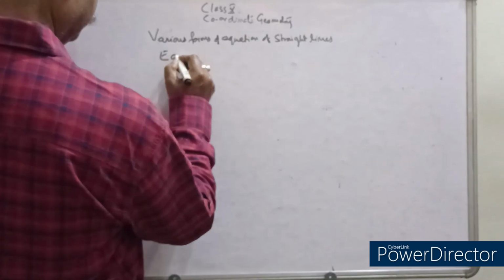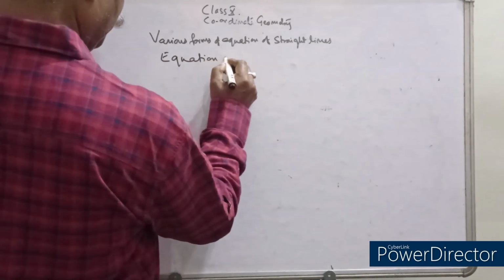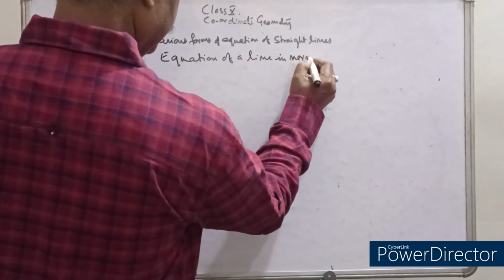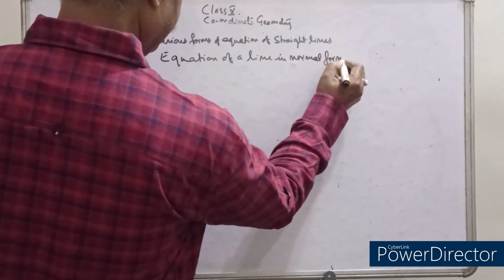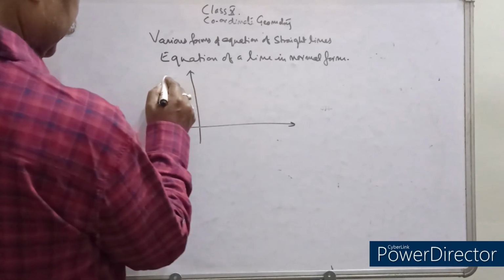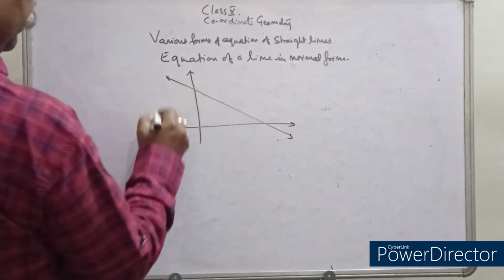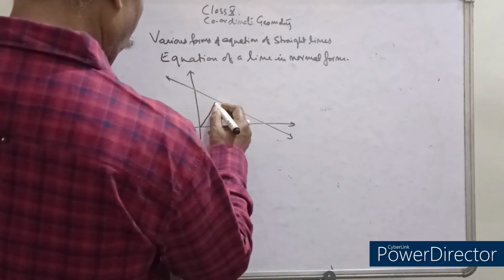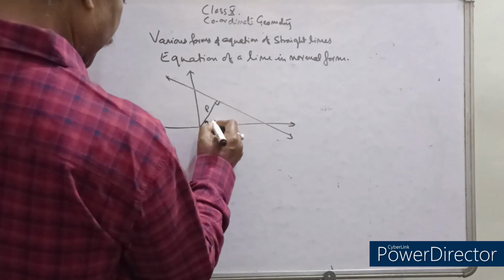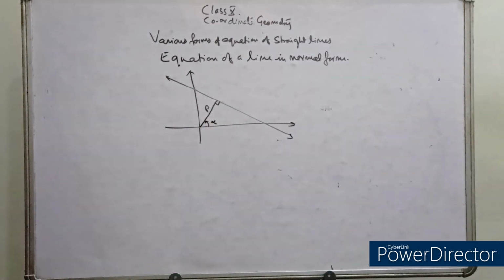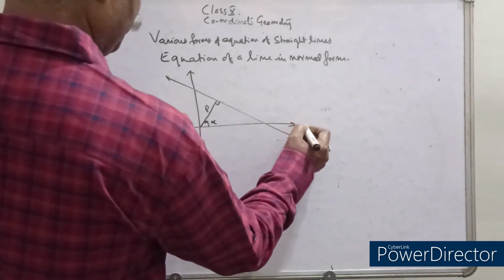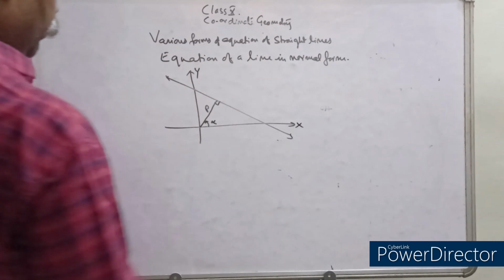Equation of a line in normal form. So here you see the equation of a line in normal form. This is the line, it is given to you, and the perpendicular distance from the origin P is given to you. This perpendicular makes angle alpha in the anti-clockwise direction, because in coordinate geometry angle is always calculated in anti-clockwise direction with respect to the x-axis.